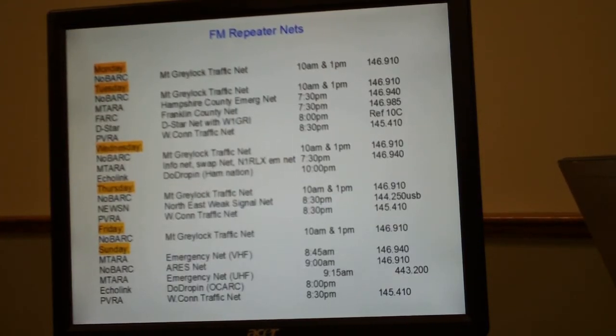This is all about nets. What are nets? They're a group of people that get together on a nightly basis, and they talk about emergency traffic to go from one town to another town or state to state. They also have information nets where you can get on there and ask questions. Some other nets even are involved with the weather, for example, Skywarn. And these are just some of the few that are available in this area. And again, this will be uploaded.